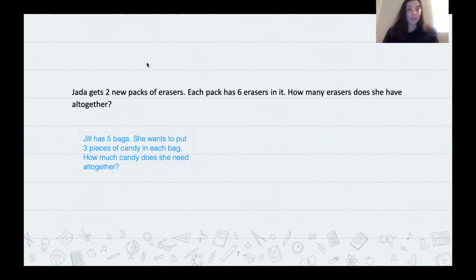Go ahead and highlight some of our key facts. So she has 5 bags, and she wants to put 3 pieces of candy in each bag. How much candy does she need all together? So that's our key word there. So for this problem, we're going to multiply.